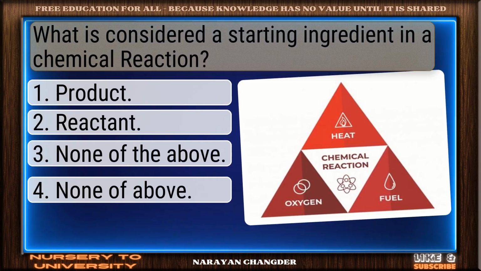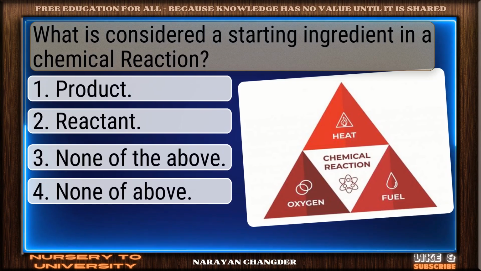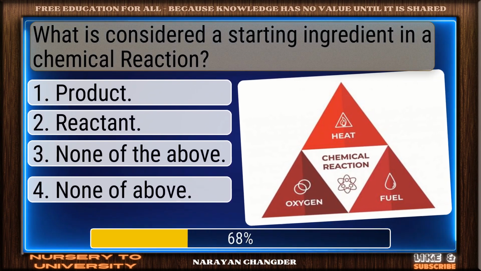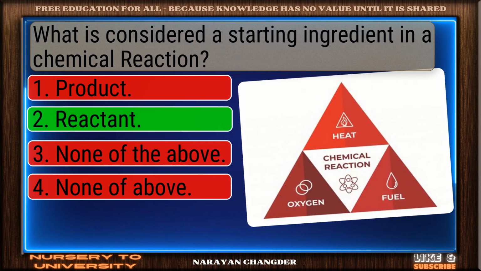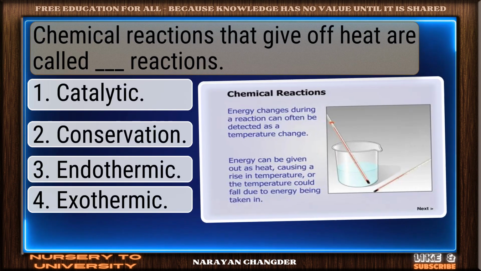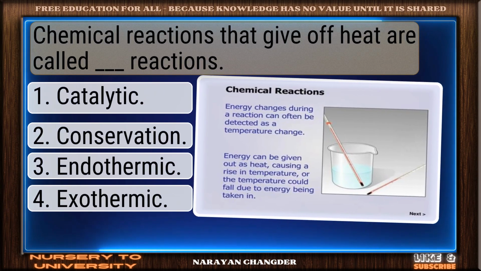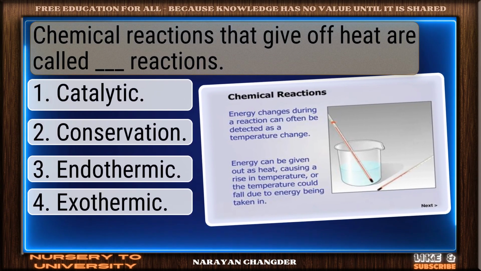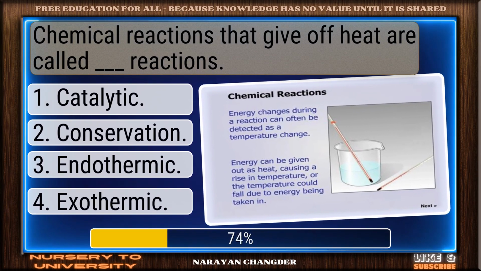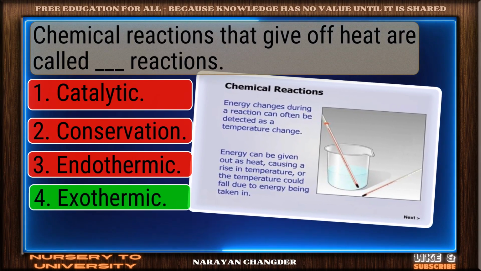What is considered a starting ingredient in a chemical reaction? Nice work. You chose reactant and it is correct. Chemical reactions that give off heat are called dash reactions. Excellent choice. Exothermic is the right answer.